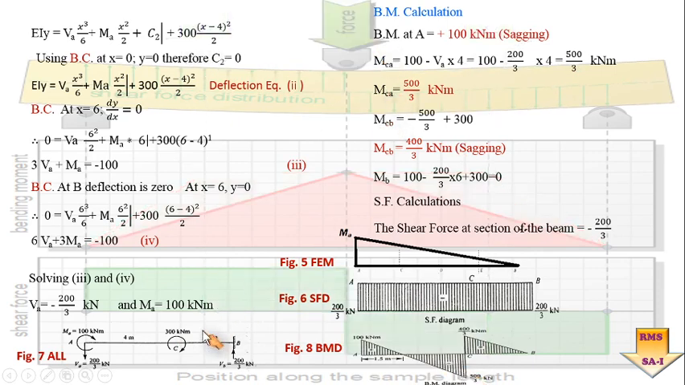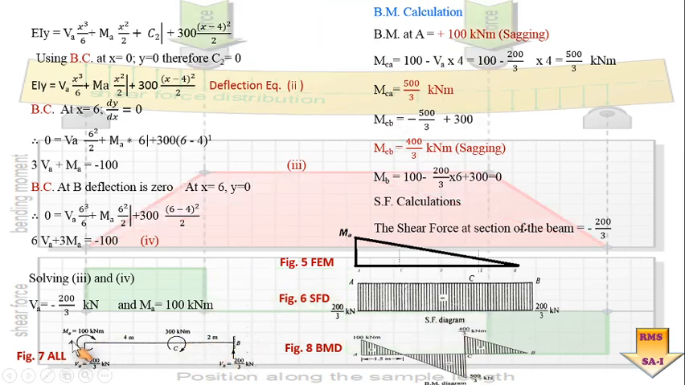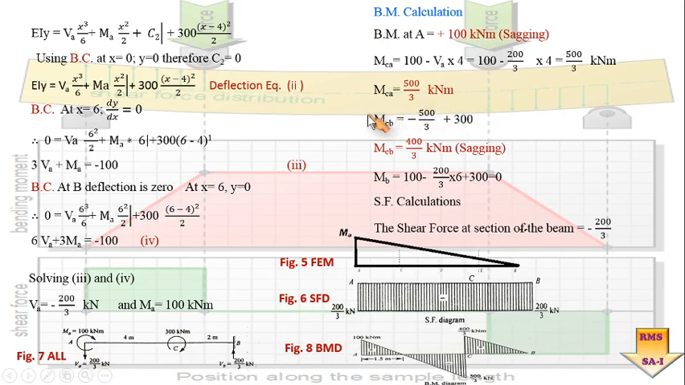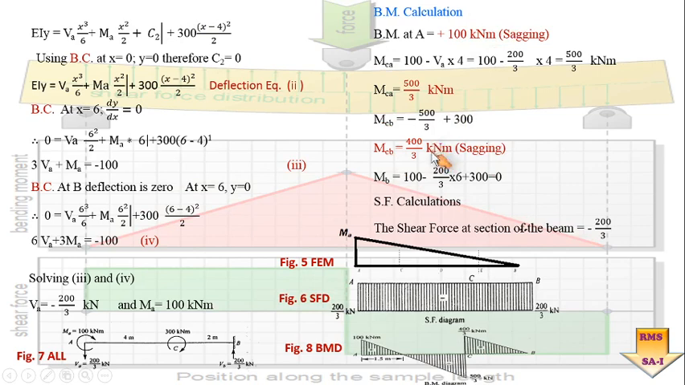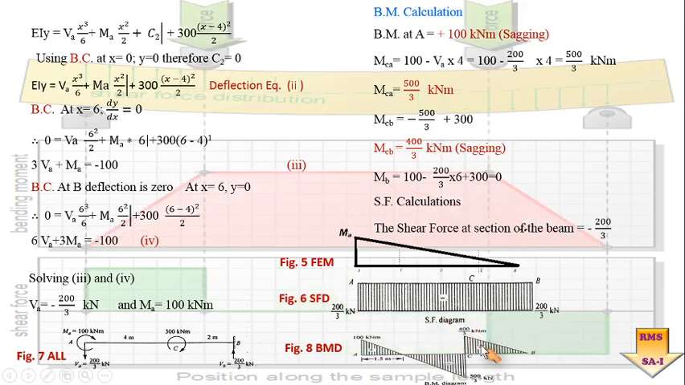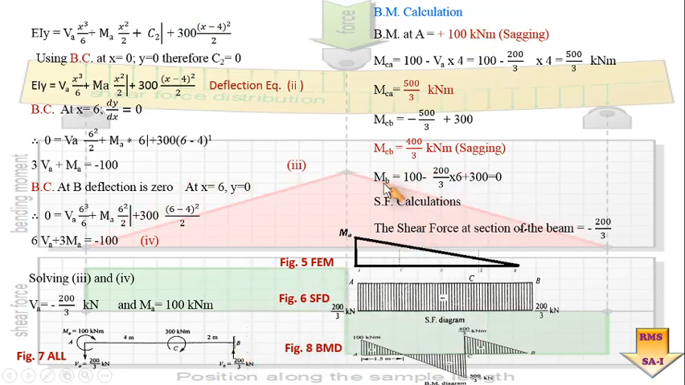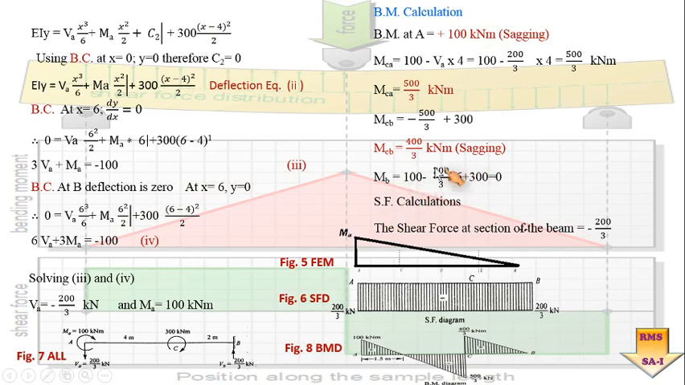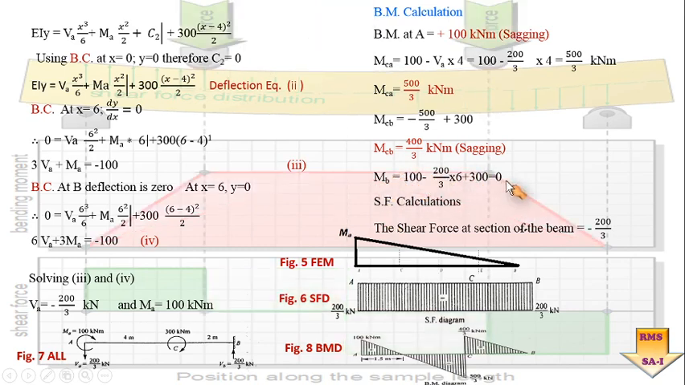Now for the next section between C and B, we have 100 minus VA into the perpendicular distance, plus 300. So we can do this particular calculation, and ultimately we are getting MCB equal to 400 by 3. The ordinate is shown in the bending moment diagram. Similarly, for the last one, the bending moment from the right hand side will be only MB. Putting that equation, after simplification, MB comes out to be equal to 0.